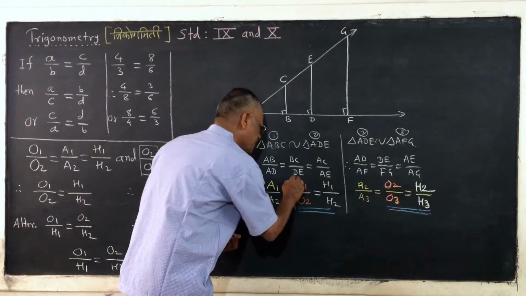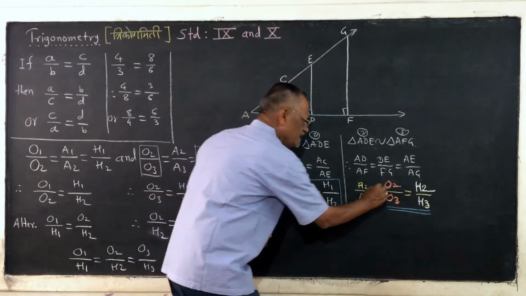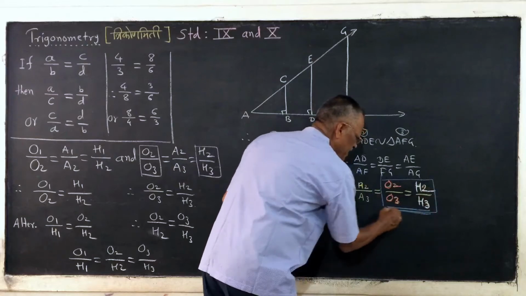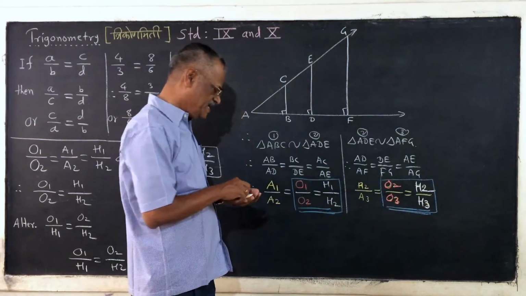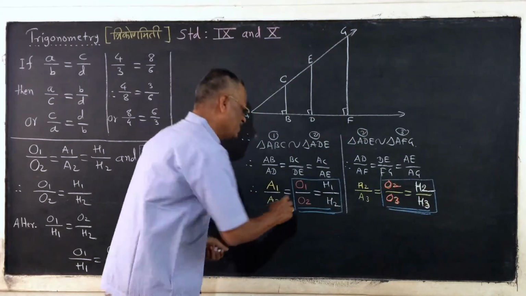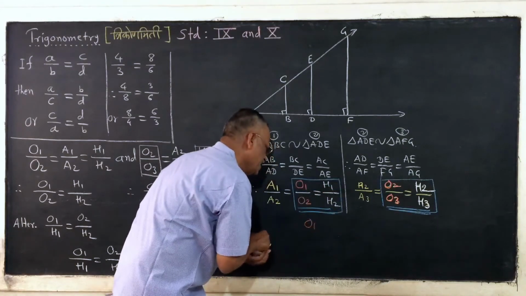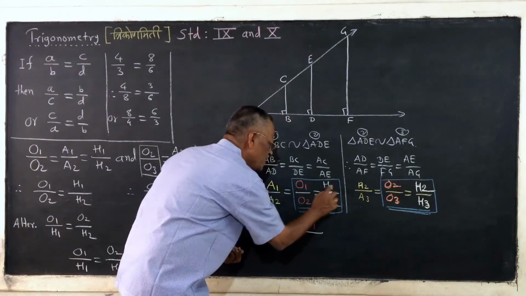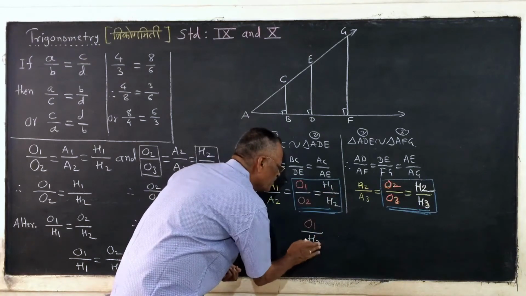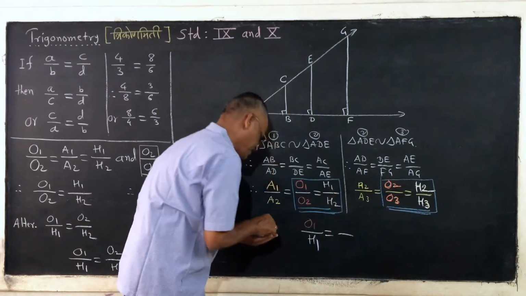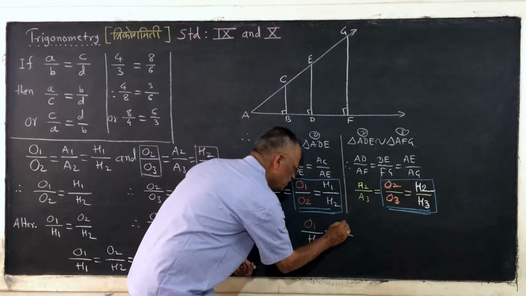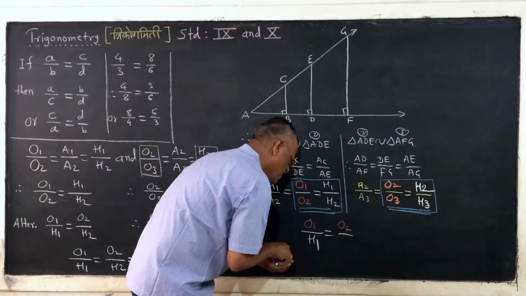If you consider this pair, and by taking alternando there, what is that alternando? O1 upon H1. What is the result there? O1 upon H1 is equal to O2 upon H2.